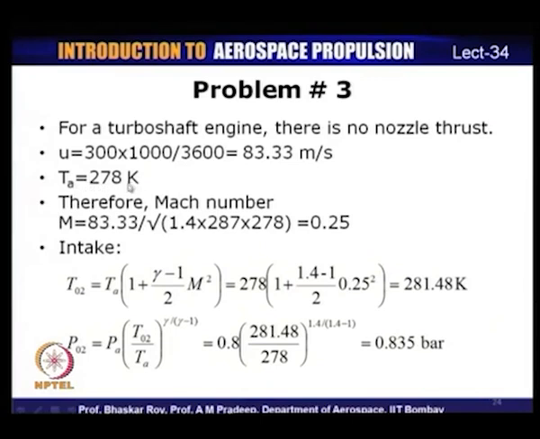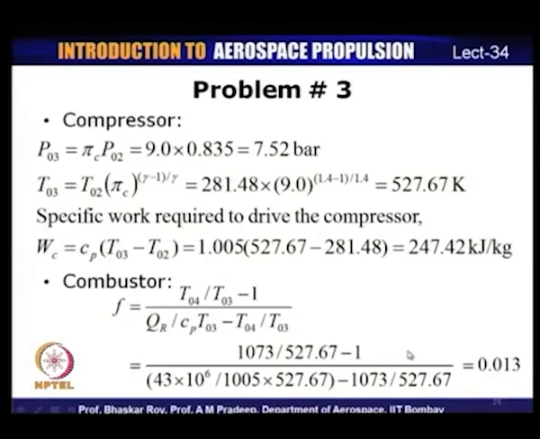Ambient temperature is 278. Therefore, Mach number is 0.25. So, at the intake exit, we have stagnation temperature and pressure, which we can calculate as 288.1.48 K and pressure as 0.835 bar. For the compressor, similarly, we calculate exit stagnation pressure, which is 7.52, exit stagnation temperature, which is 527.67, and therefore, specific work required to drive the compressor is Cp into T03 minus T02, which is 247.42 kilojoules per kilogram.